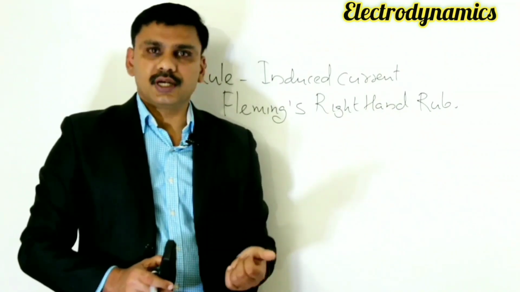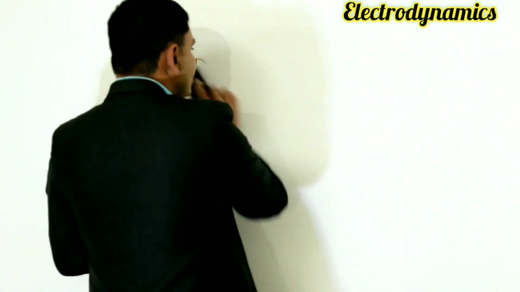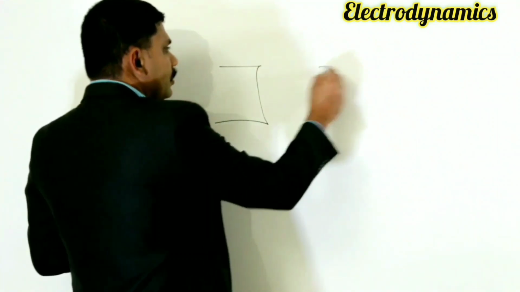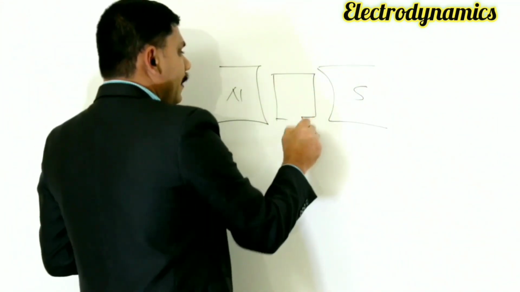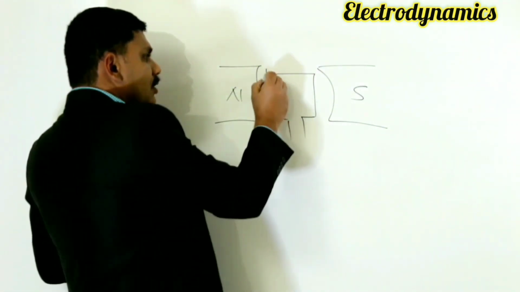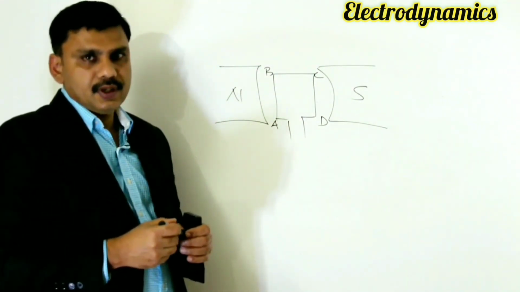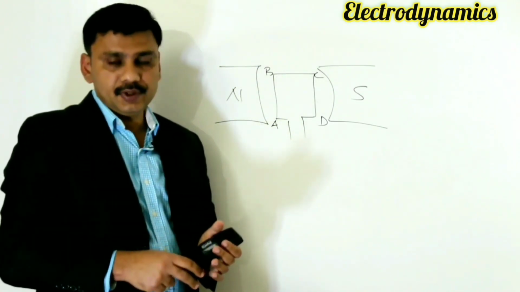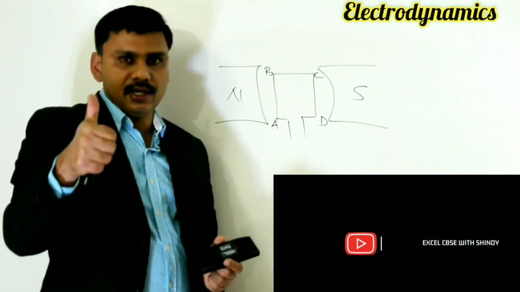So how can you find out the direction of induced current? Suppose this is a magnet, this is a coil, and you have to find out the direction of current passing through AB. You know the direction of rotation of AB, so keep the thumb in that direction.